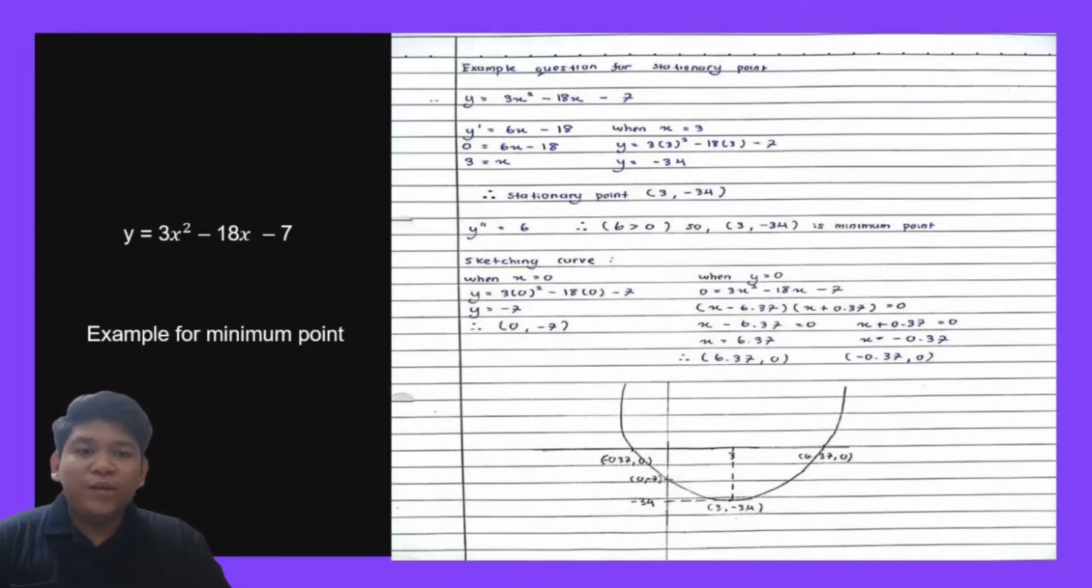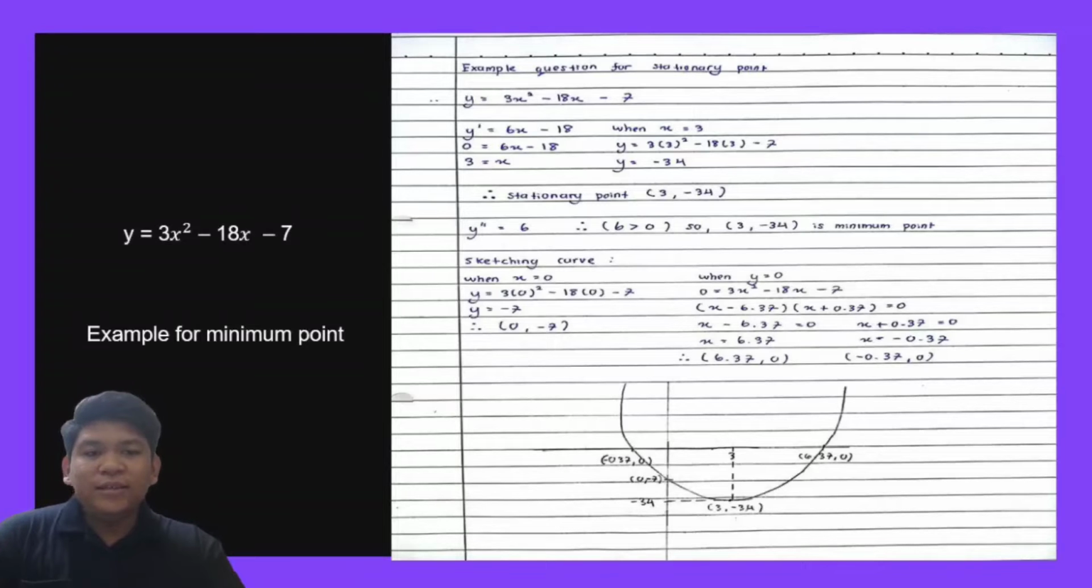Now to find the value of x, the value of y will be 0. So 0 equals 3x² minus 18x minus 7. After doing the calculation, we get the values of x as 6.37 and negative 0.37. Okay, after we get the stationary point, the type of stationary point, the values of x and the values of y, we can easily sketch the curve.